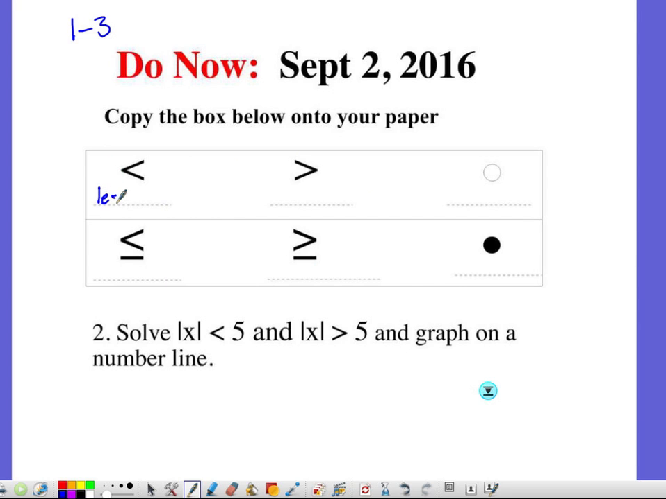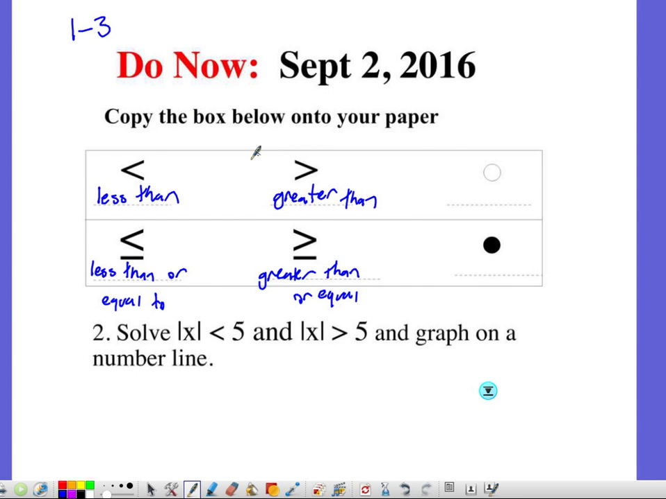So this is less than, and a really quick note, this looks like a nail, so this is going to be less than. And whenever we have the line underneath the less than, it's less than or equal to. That means by default this is going to be greater than, and this is greater than or equal to.